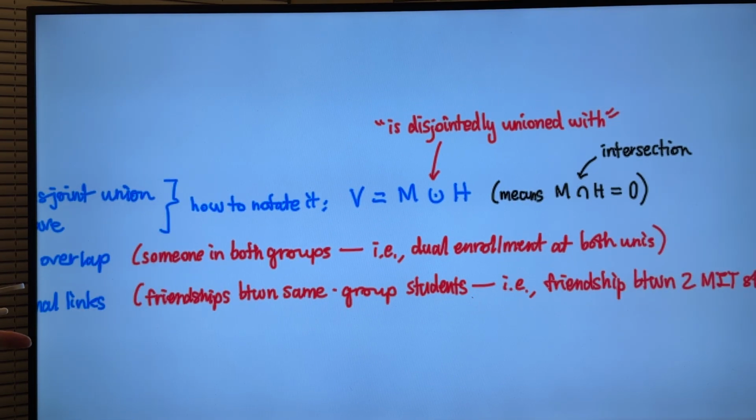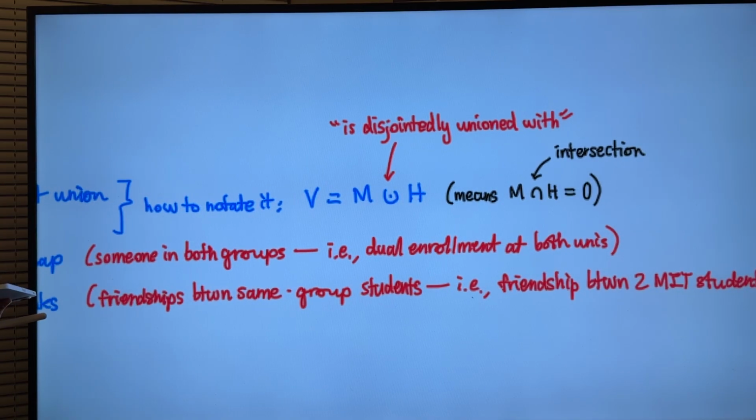And there's a cool way to notate it too. If you're familiar with the little U shape for a union, because we're talking about a disjoint union that has these kind of conditions, we put a little dot in the U, and you read it as, in this case, M is disjointedly unioned with H. In other words, if you were to find the intersection of M and H, there would be 0, right? Because again, we're not considering someone who is in both groups, and we're also not considering people that are friends within the same college.